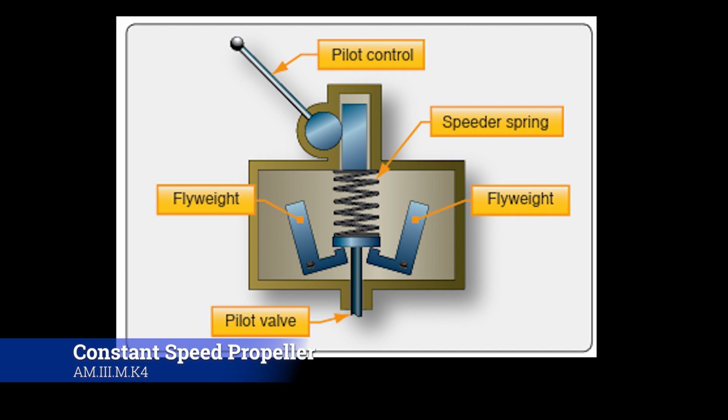Okay, this is an overspeed condition. Notice the flyweights are starting to head outward. The prop is starting to spin faster and faster, so you're getting more and more of that acceleration, which is creating more force that the flyweights can then push on the speeder spring, which in turn opens that pilot valve up a little bit more. So as that pilot valve opens, more oil can come in there, and then you start to get a greater amount of pressure that's placed on the blades themselves, because this is eventually going to feed into the hydraulic cylinder, which then causes those blades to turn.